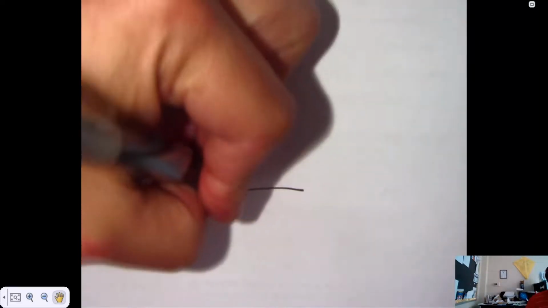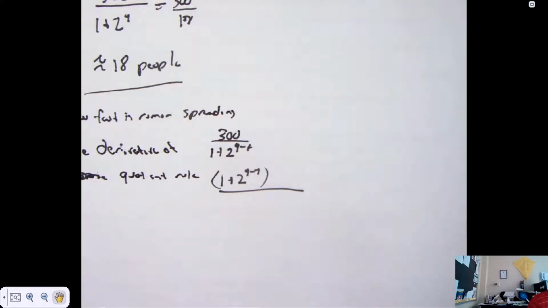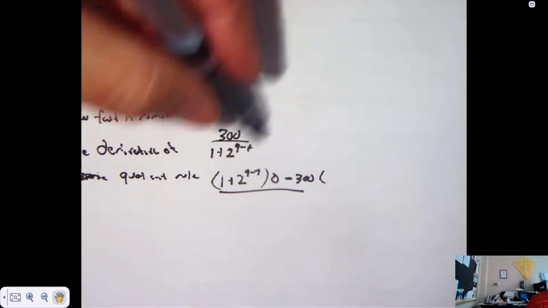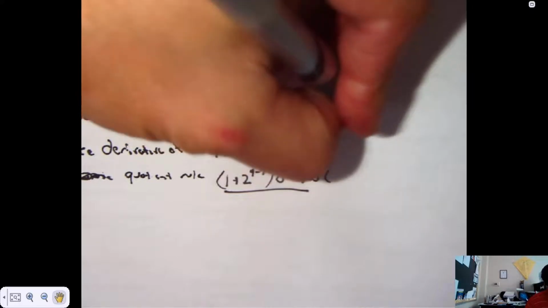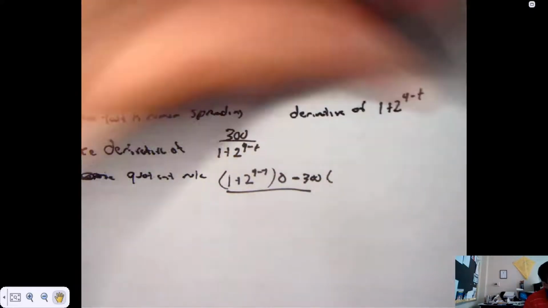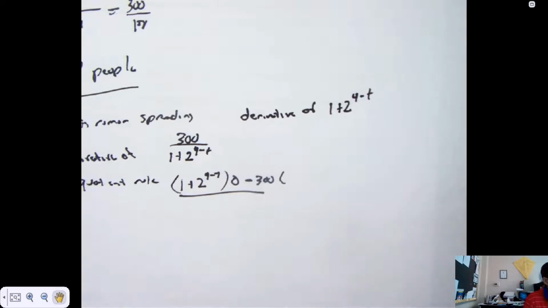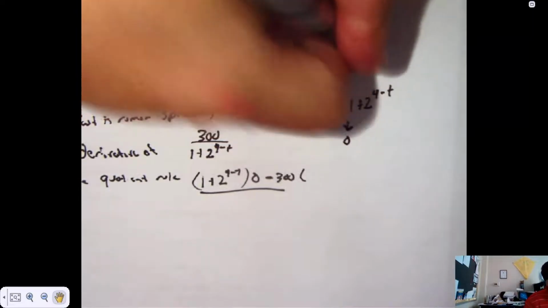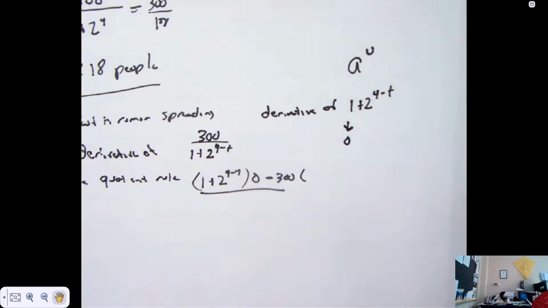We'd have 1 plus 2 to the 4 minus t. Then we take the derivative of 300 and what do we get? 0. So that's nice. Minus 300. And we do have to take the derivative of this function. We're going to find the derivative of 1 plus 2 to the 4 minus t. Well, that's pretty easy. That 1 becomes 0. And what I'm doing is thinking about a to the u, because I have a base and an exponent. You guys get that? All right.